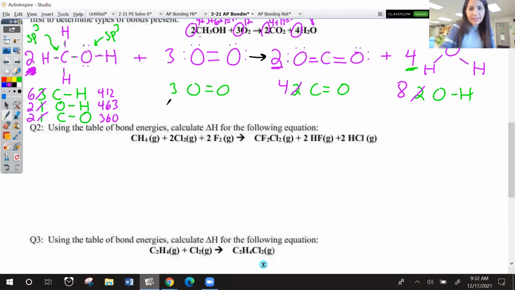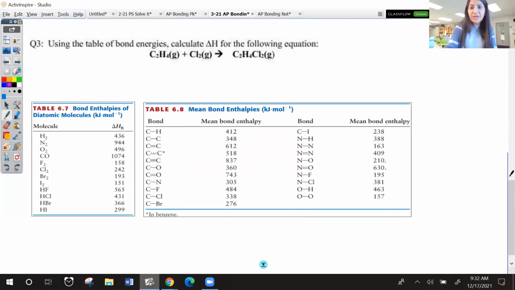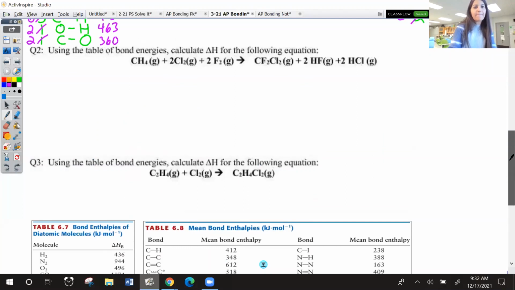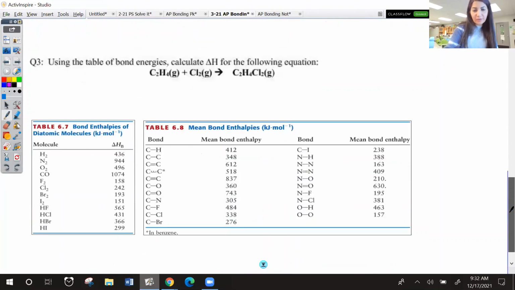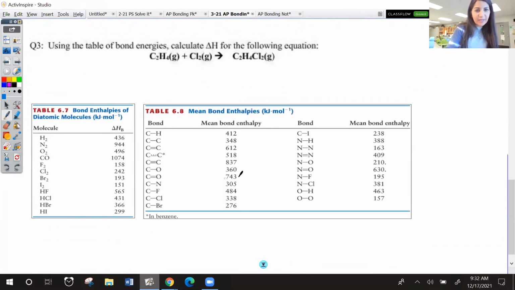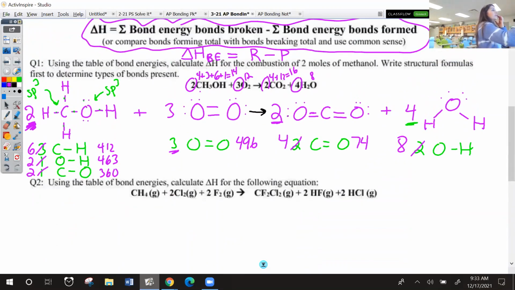My O double bond O, so I am not using the single bond right here. It's not 157. So I'm going to take a look. Oh, this one has the diatomics right here. So there's O2 at 496. Okay, so my O2 is at 496, and that was 3 of them. And then the last one is C double bond O. I already know the OH, but C double bond O is right here. I have a 743 for my C double bond O, 743. And then my OH, already figured out on the other side, was 463.